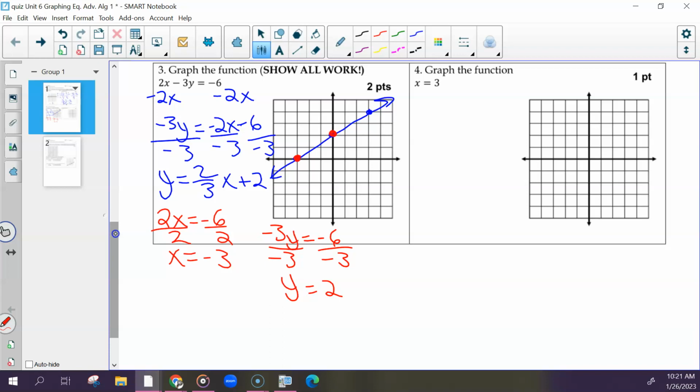So if you're doing x and y intercepts, you would only have 2 points. If you're doing it by slope and y-intercept, you need to have as many points as possible. It also depends on what the directions say. If it says using slope and y-intercept, you should have a lot of points. If it says by intercepts, only 2 points. Questions on that one?